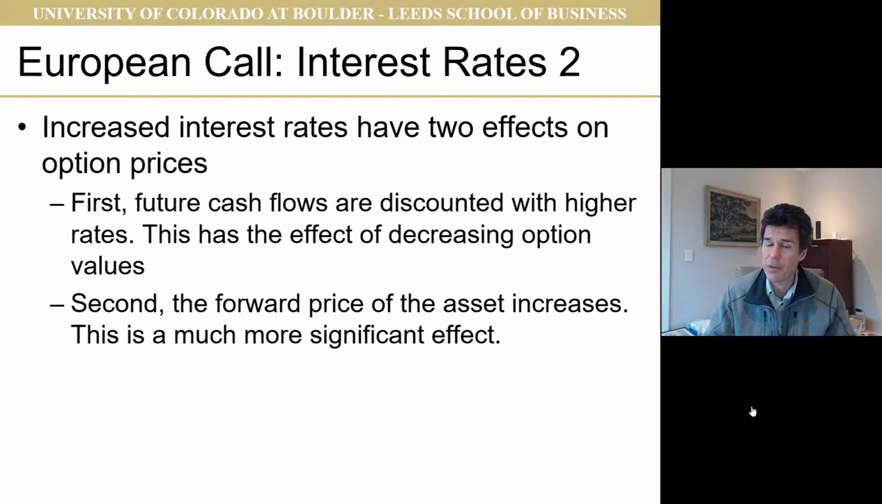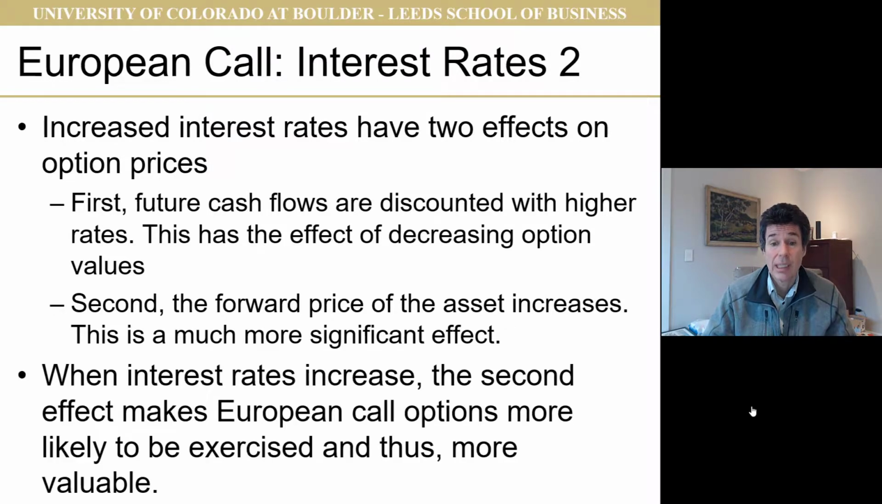If you think about those distributions of possible values, a higher forward price shifts the whole distribution up. And this is a really significant effect. So, when interest rates increase, the second effect makes European calls more likely to be exercised and thus more valuable. The money you receive is going to be discounted at a higher rate, so it's not going to be worth quite as much. But basically, that second effect, the forward price going up, means that European call options are worth more.